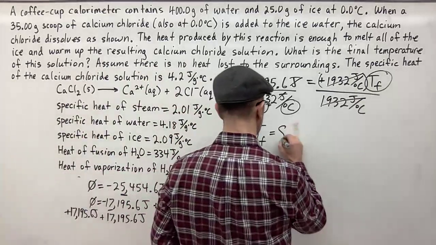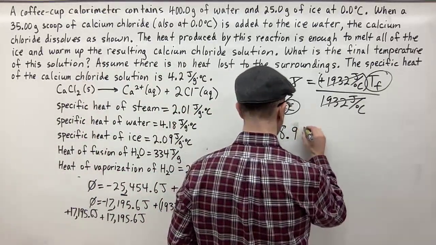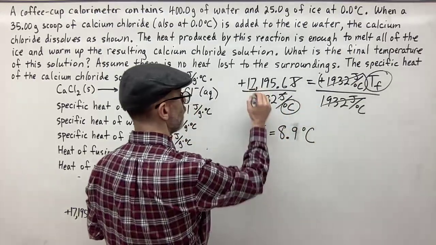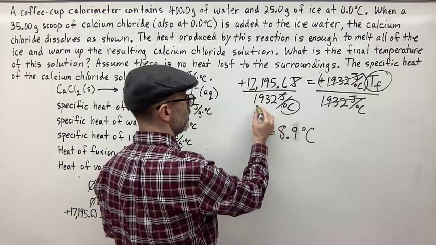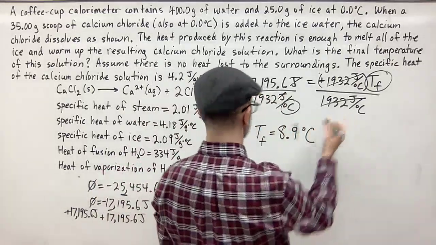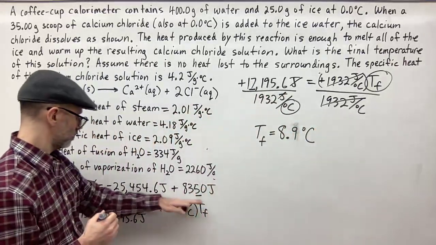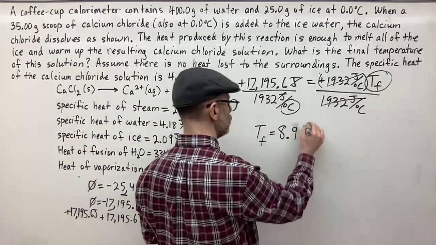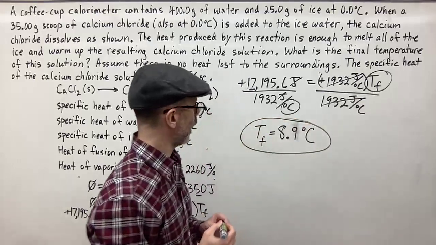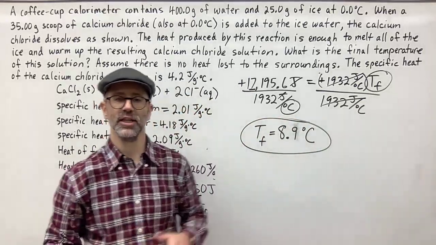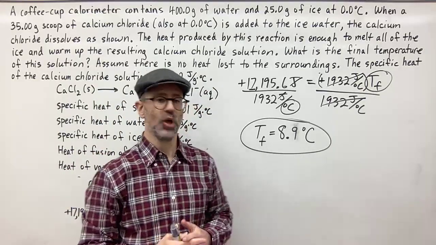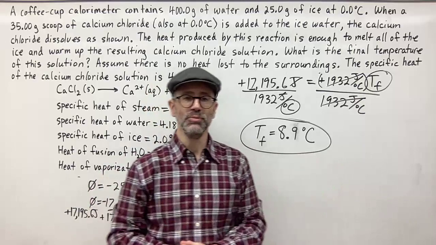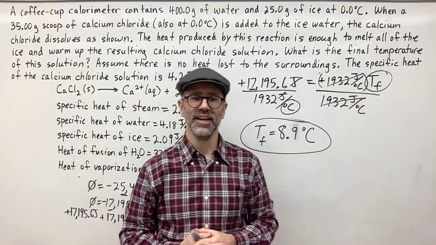8.9 degrees Celsius. And notice, remember, I'm only allowed 2 sig figs here. This was, if I remember correctly, 4 sig figs. So 2 sig figs is my answer. So here I have the right answer with 2 sig figs. So this is the final temperature. Notice that didn't go up very much. So that's it for this example.